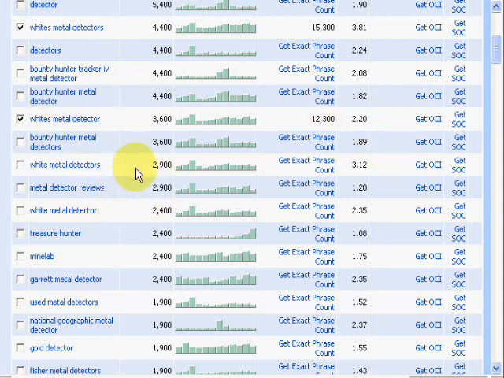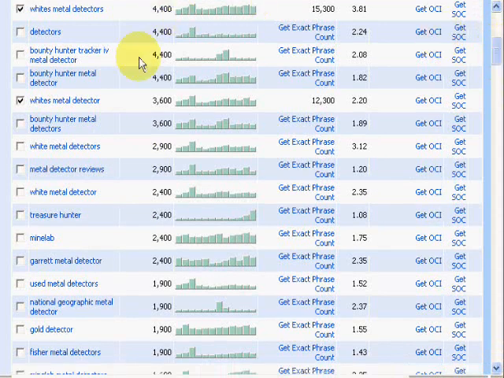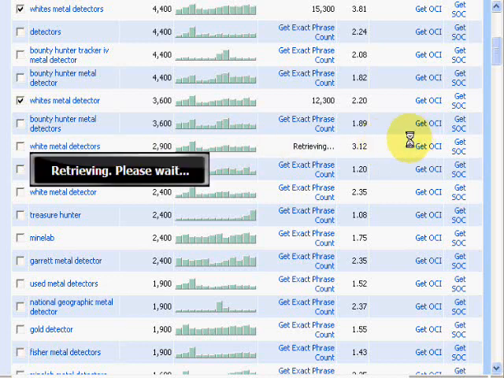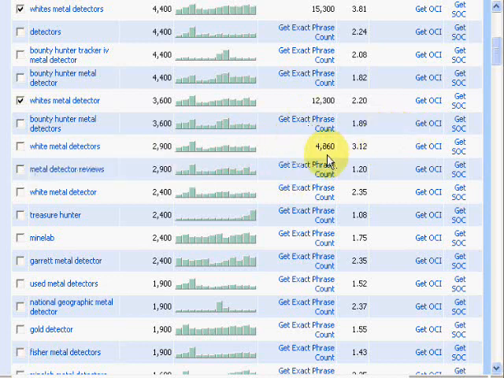So we're going to explore a little bit more. You see here's that white metal detector again, spelt out in a different way. So we'll check the exact phrase. And as you can see here, it gets lower. And our search count is still 2,900 searches per month. I don't necessarily go under 200. I keep it 200 and above. So this one here is looking good. We'll check this one so we can research further.